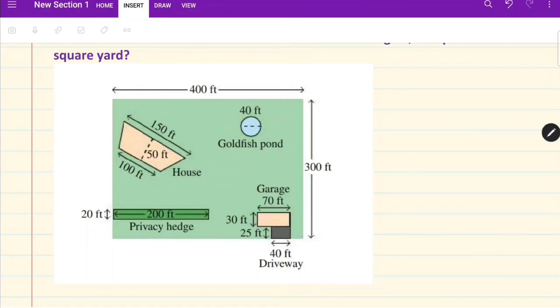So based on that, we have to first find the total area of the property, which is 400 feet by 300 feet, and then find the area of the house. We have to find the area of the goldfish pond, the garage, the driveway, and the privacy hedge, and subtract all of these from the total property area, correct? And then we will have to figure out the cost.